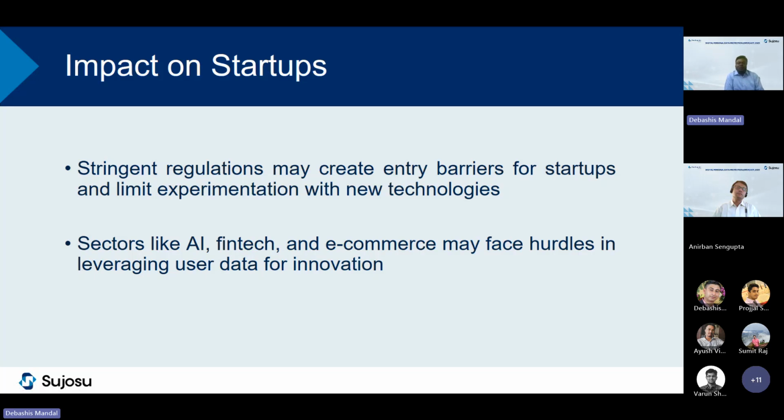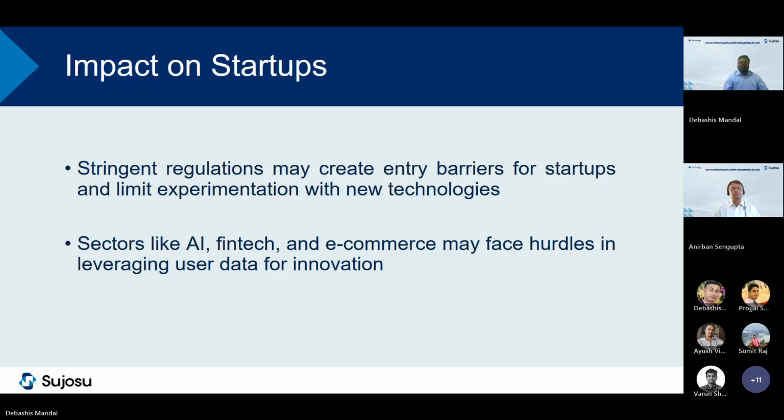The impact on startups or small companies would be that stringent compliance requirements of the DPDP Act can create high compliance burdens, especially for early-stage startups or innovative tech ventures. Now, the lack of resources for the startups and the fear of heavy penalties are some of the discouraging factors, which create a compliance versus innovation tension.